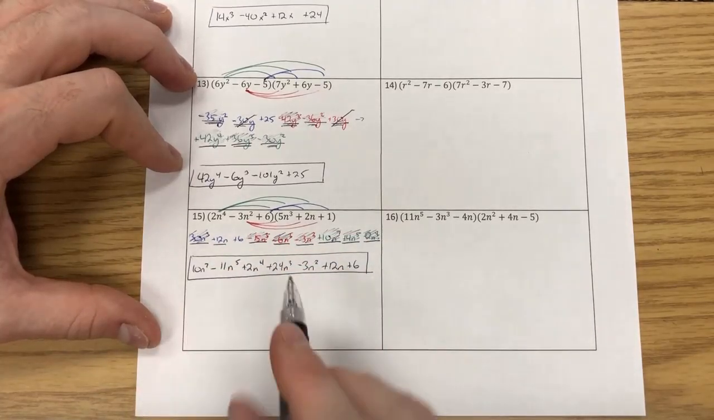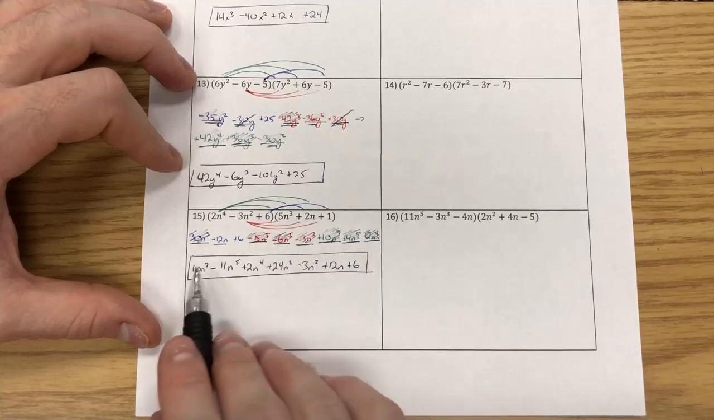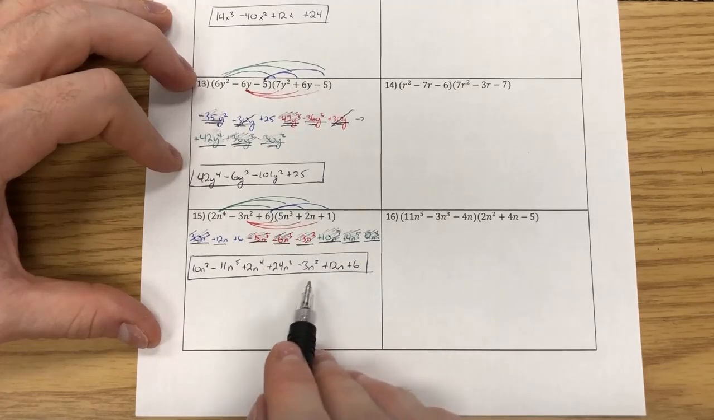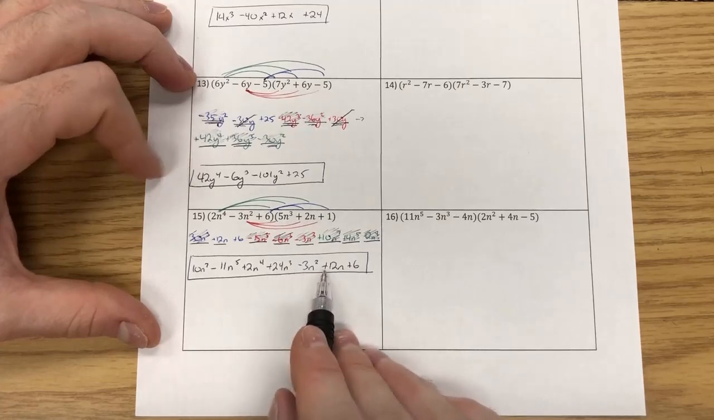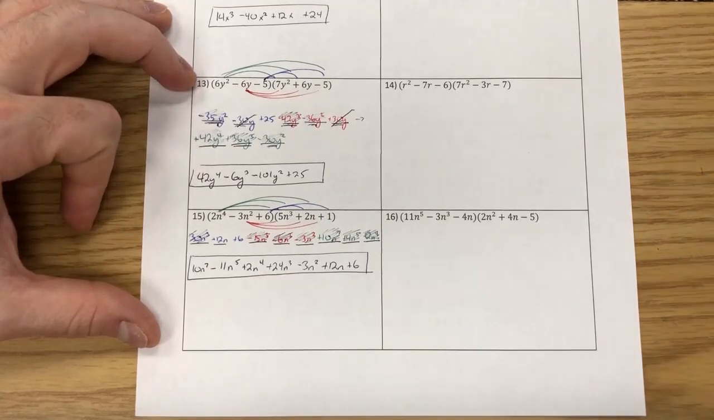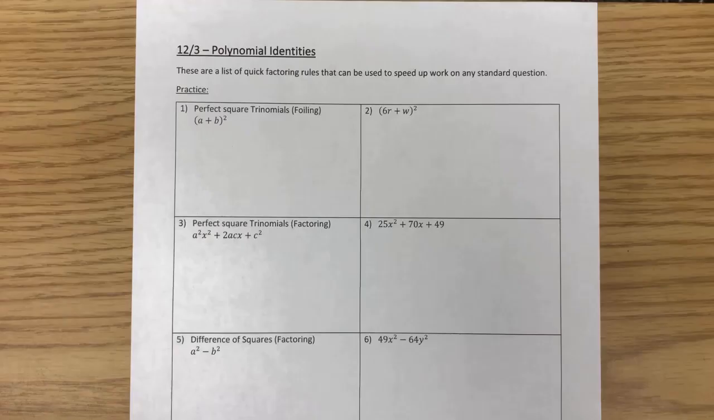So that one was fun. We had all these terms, and at the end, we didn't get a lot of them to combine. We mainly just listed them in the proper order. So that's how we do polynomial arithmetic.